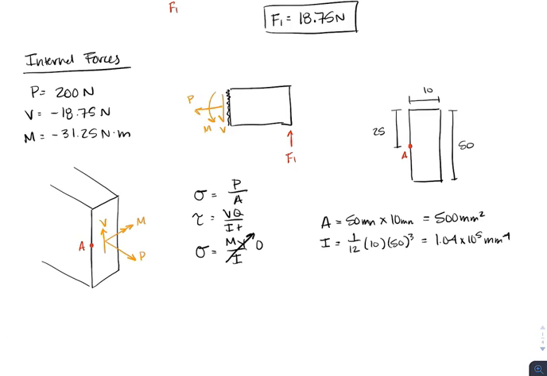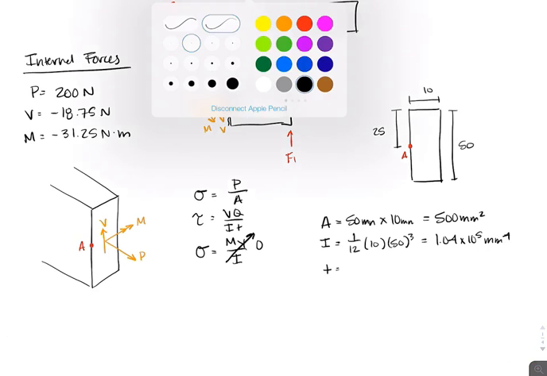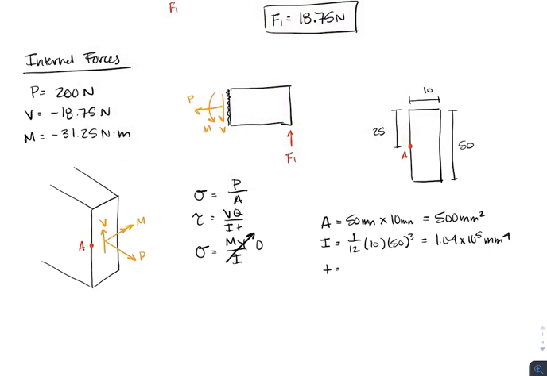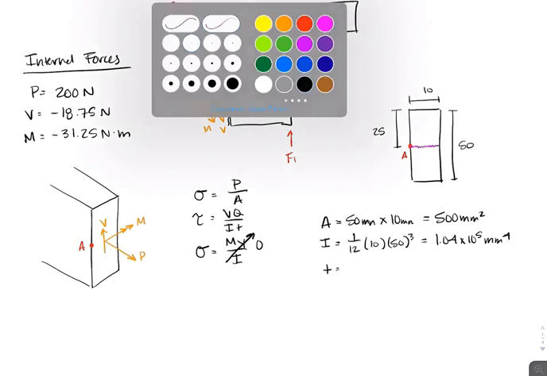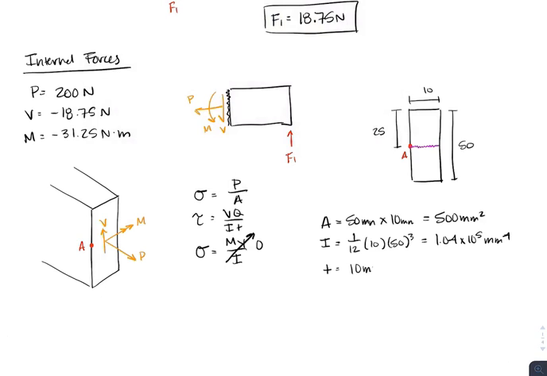Our next value that we're going to find is our thickness. Our thickness is going to be the length of the cut we make when we're looking at shear stress. Since our shear stress is going up and down in the y direction, our cut is perpendicular to that. So our cut right at A is going to be this length, which is just 10 millimeters.